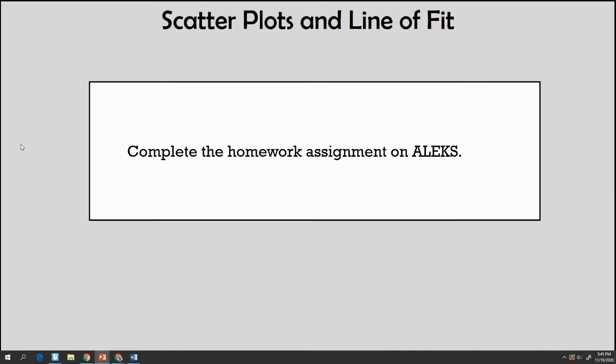All right, so that's a little bit about scatter plots and lines of fit. You're going to work these concepts today. The homework questions are very similar to what I just went over with you. All right, so I will let you have at it.